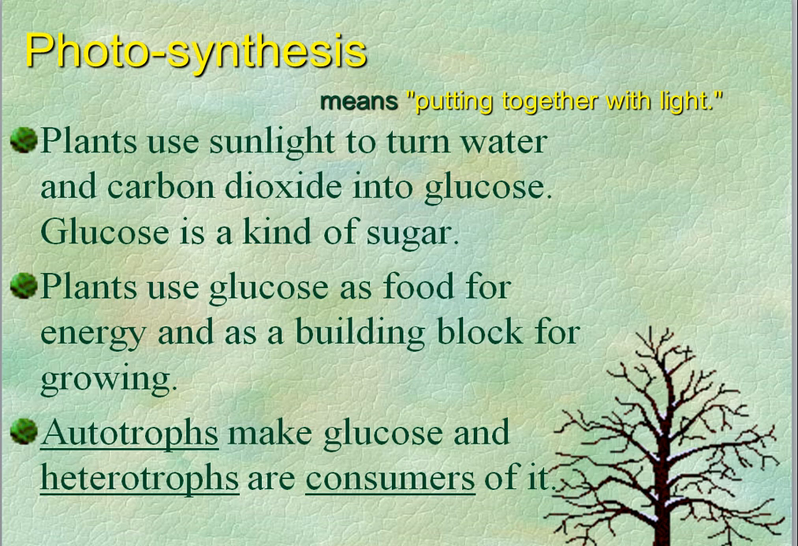Photosynthesis means putting together with light. Plants use sunlight to turn water and carbon dioxide into glucose. Glucose is a kind of sugar. Plants use glucose as food for energy and as a building block for growing. Autotrophs make glucose and heterotrophs are consumers of it.